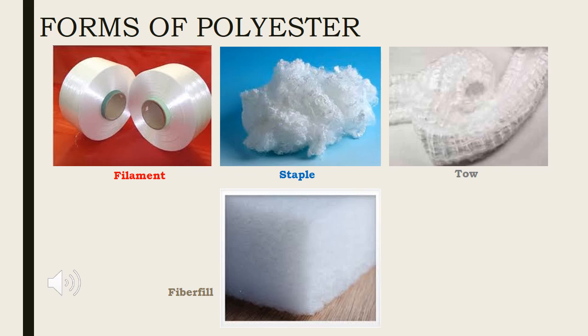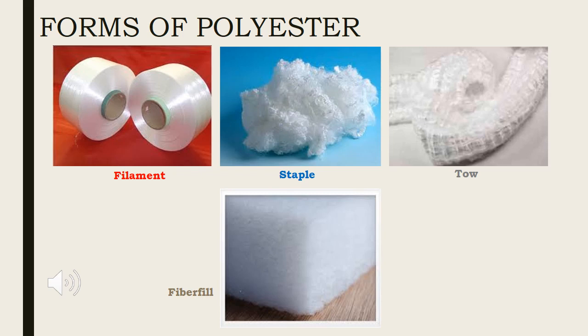In staple form, filaments are cut to short and predetermined lengths. In this form, polyester is easier to blend with other fibers. Polyester tow is like polyester filament, but in polyester tow, the filaments are loosely arranged together. It is a form in which continuous filaments are drawn loosely together.